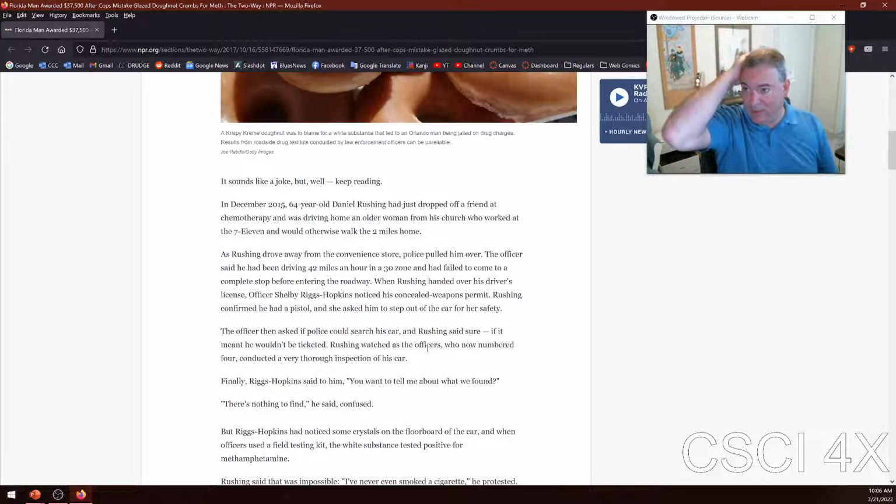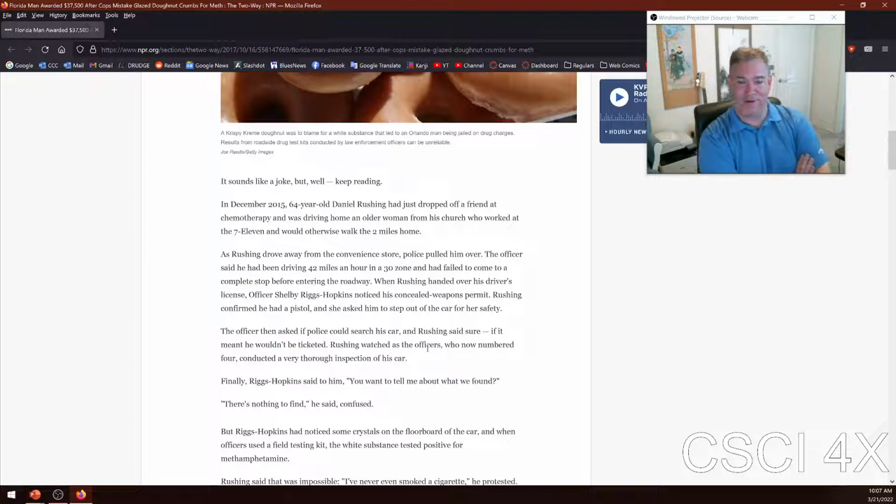They noticed his concealed weapons permit, confirmed he has a pistol, asked him to step out of the car for her safety. And they said, could we search the car? Which is always a bad idea. If they have to ask, they don't have probable cause, so say no. They have drug dogs that will signal if you have drugs, and they'll also signal if the handler thinks that they have drugs.